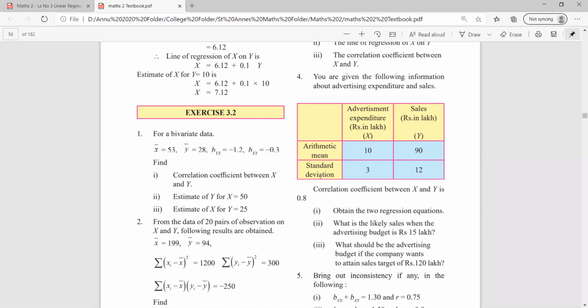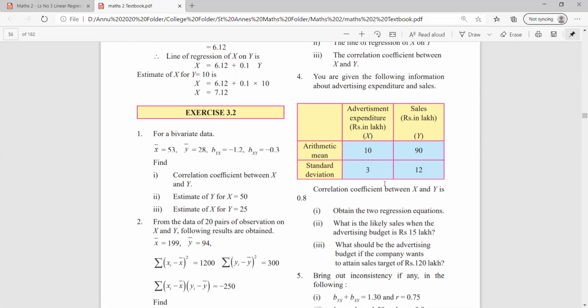Yesterday I told you all you can also call it as sigma X and sigma Y, you can call it as that symbol. Correlation coefficient. What is correlation coefficient? Do you all remember? Correct. It's the small r. 0.8.